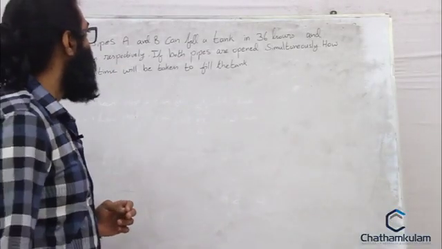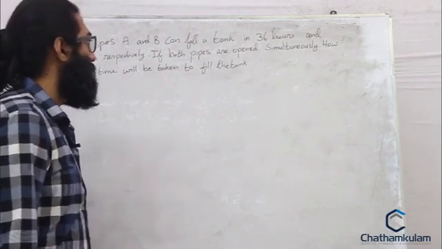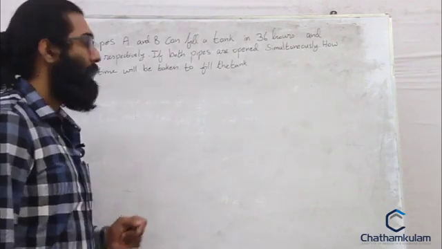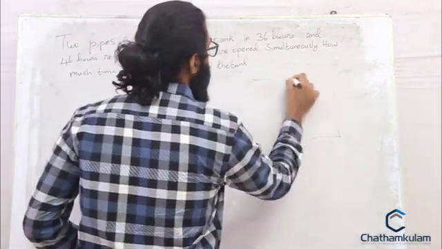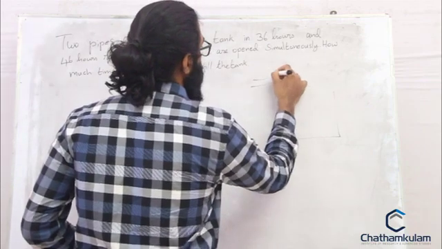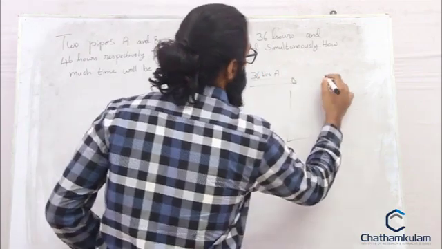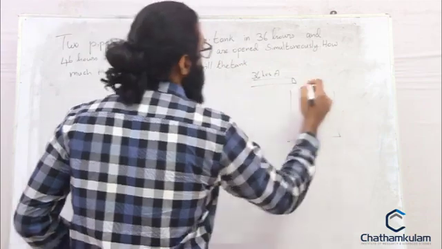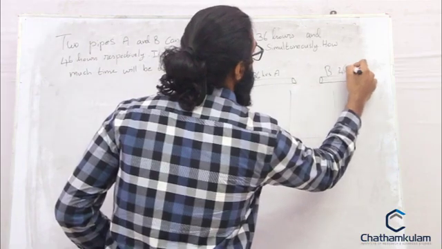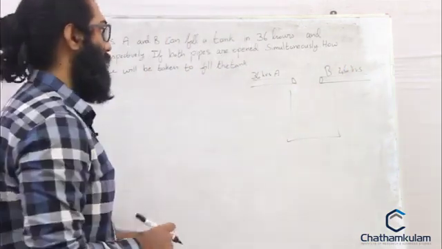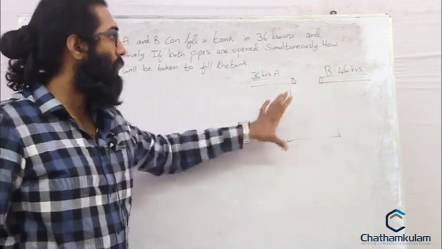Two pipes A and B can fill a tank in 36 hours and 46 hours respectively. If both pipes are opened simultaneously, how much time will be taken to fill the tank? So in the question it's given that pipe A alone can fill the tank in 36 hours, right? And pipe B can fill the tank in 46 hours. So here A can fill it in 36 hours and B alone can fill in 46 hours.